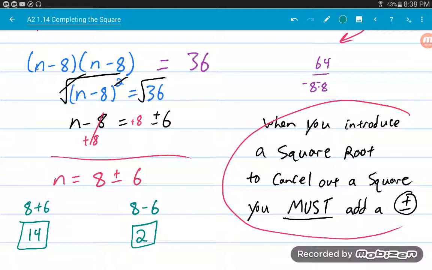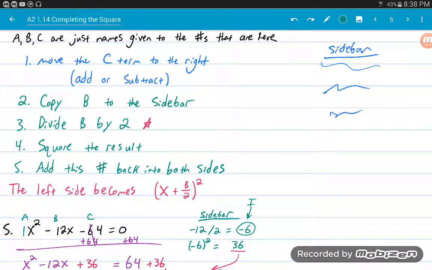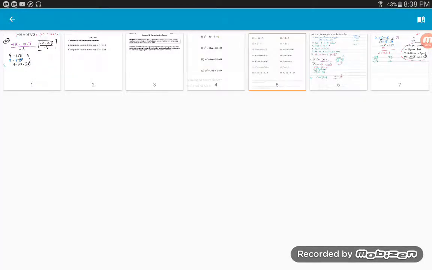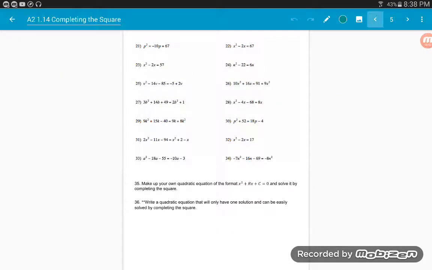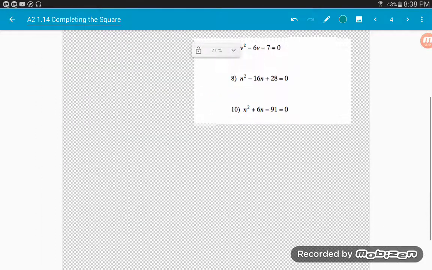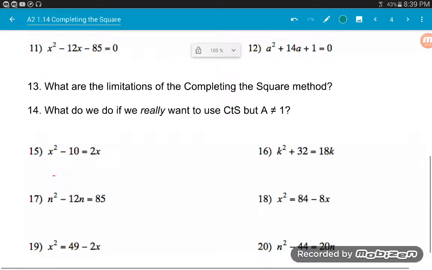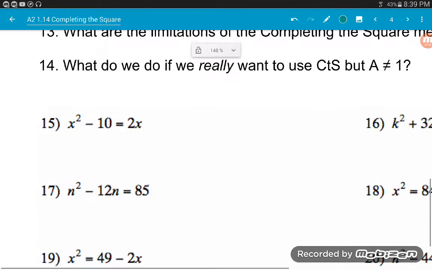Now I'm going to start an example that looks like the homework. One of those examples is page 5. No, page 4. Number 15.